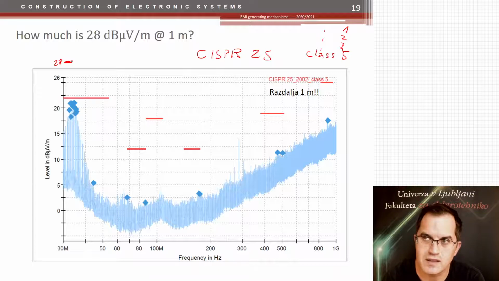See, 28. Here the limit is at 23 maybe. 24, 22, 20. Yeah, so less than 22. Here is 22. Here is 24. So 1 milliamp, 1 square centimeter, already violating the CISPR 25 standard. All right.